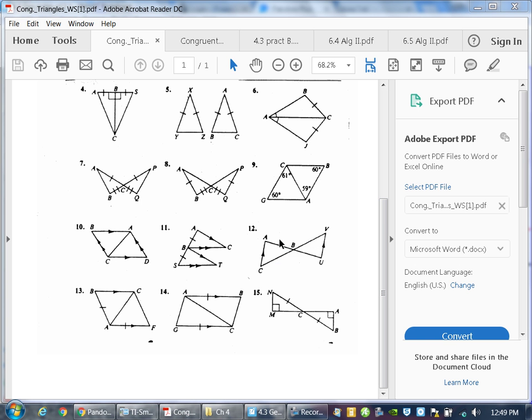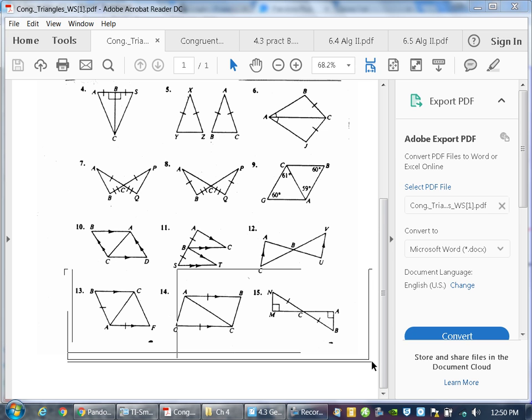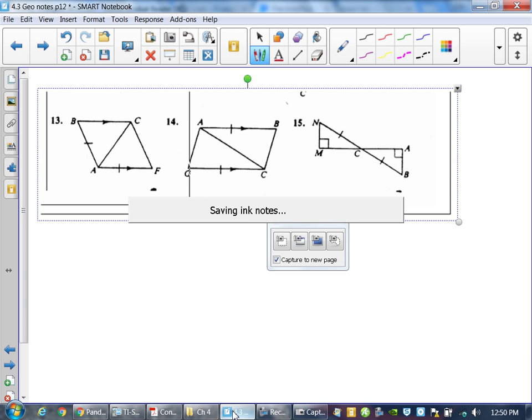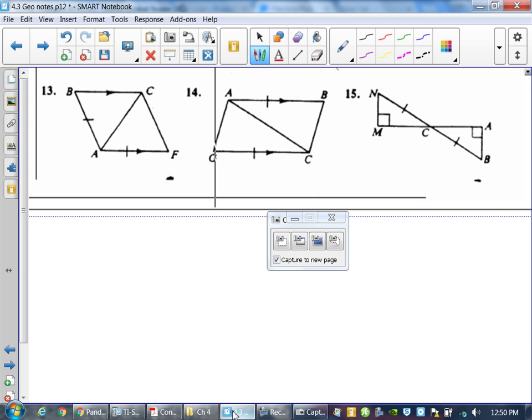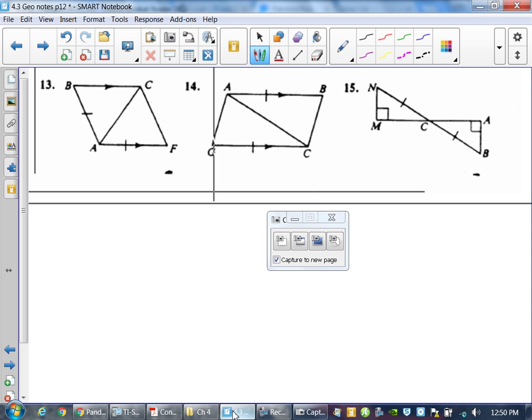And the last row. Here's another hint. Whenever you have what looks like a parallelogram and you only have one set of parallel lines, you're only going to have one set of alternate interior angles. Those. And then again, obviously I've got this reflexive side.